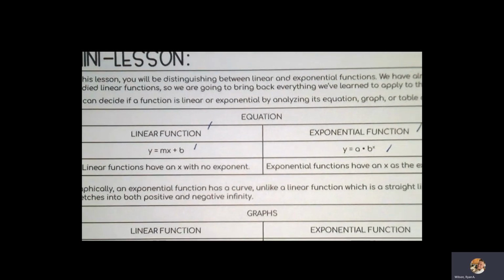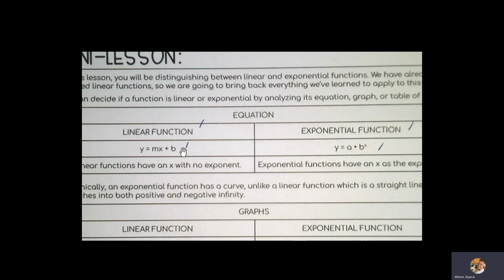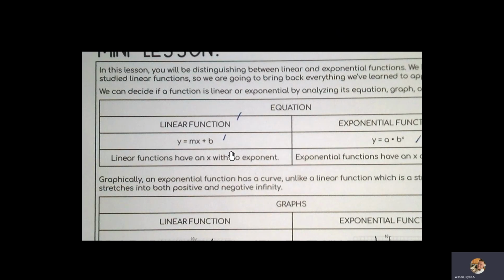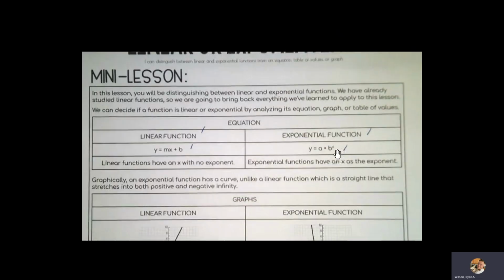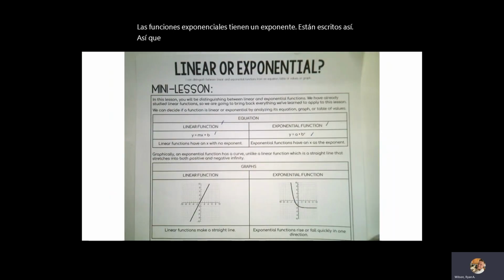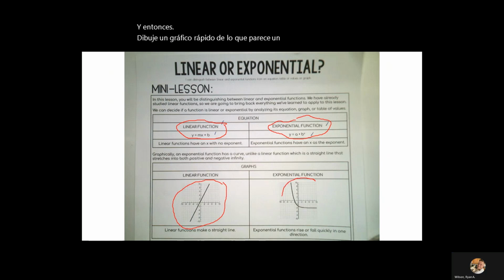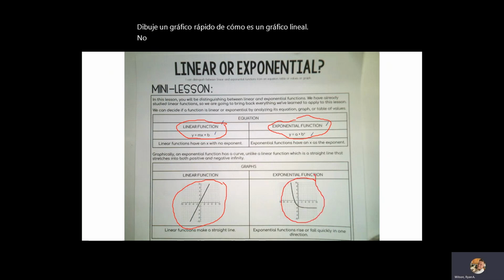So the difference between a linear function and an exponential function in an equation is that linear functions don't have an exponent. Exponential functions have an exponent. They are written like this. So if I had to ask you to write the things that I would like for you to write, these would be what I want you to write right here. And then draw a quick graph of what a linear graph looks like. It doesn't have to be perfect, okay? So these are the 4 pieces of information that I really, really, really would like for you to get out of this front page.